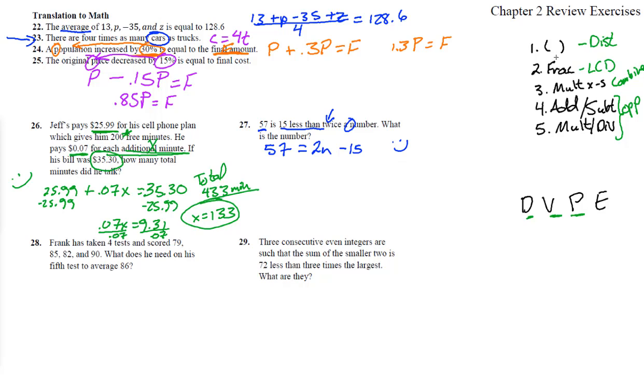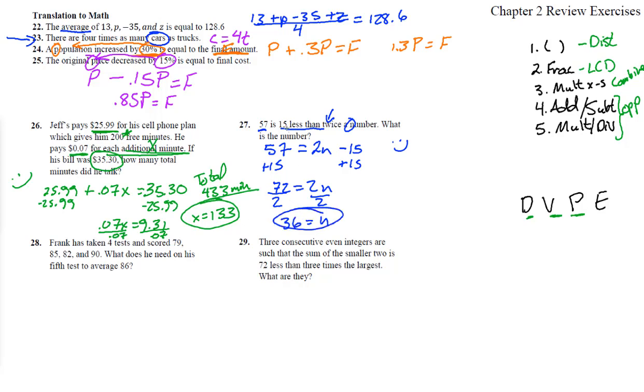All powerful. Get rid of our parentheses? We don't have any. Fractions? Nope. Multiple n's? Nope. Add or subtract? Yep. Let's get rid of that 15 on both sides. 57 plus 15 is 72 equals 2 times n. Divide by 2, divide by 2, and n is 36.